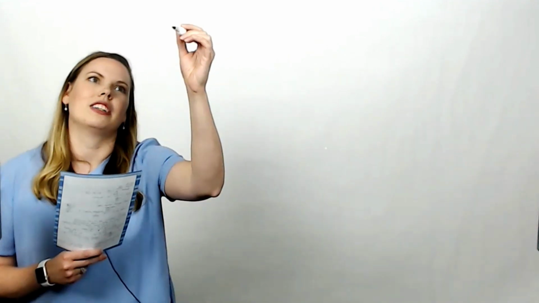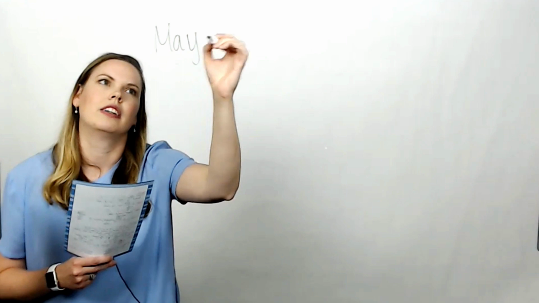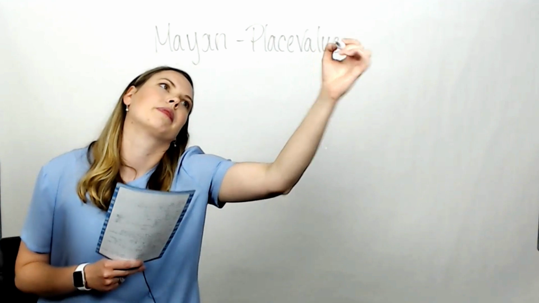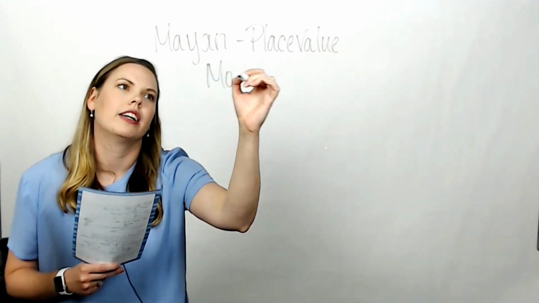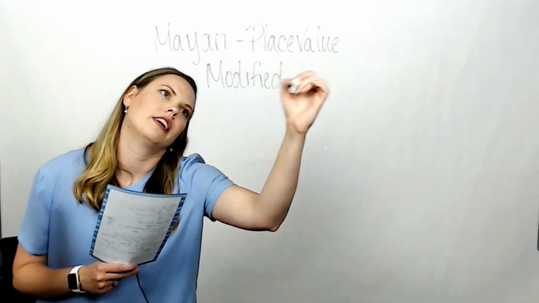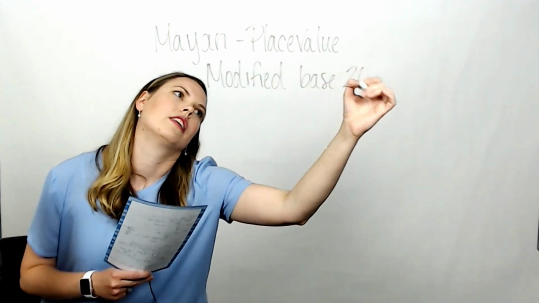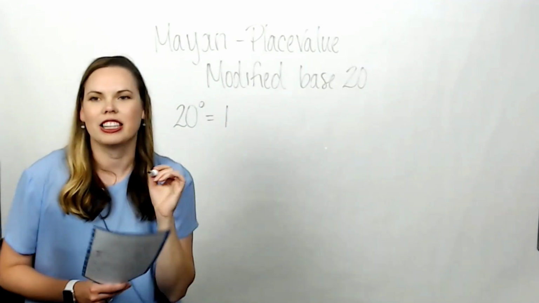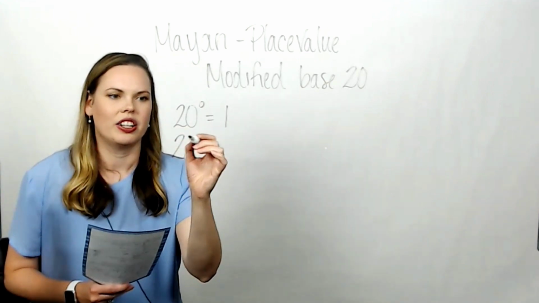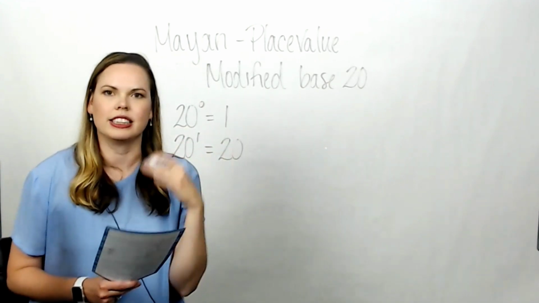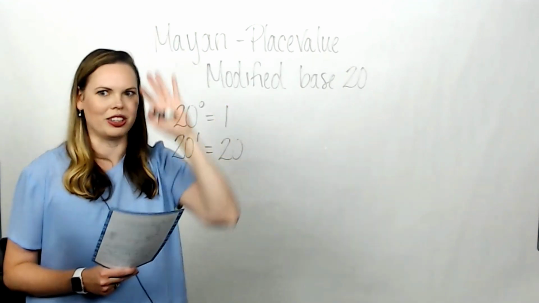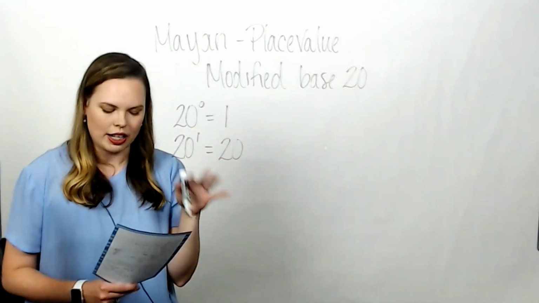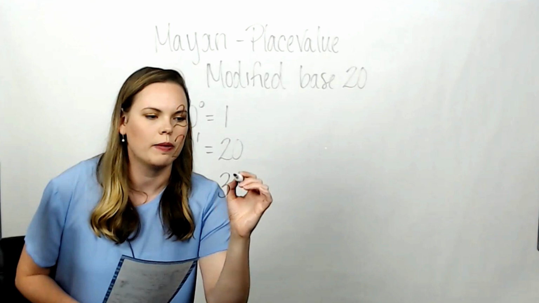So their place values for the Mayan system, that's a place value system, and it's modified base 20. Meaning that we have 20 to the 0 power, which is 1, that's the first place value in their system. 20 to the first power, which is 20, that's the second place value. They write these vertically too, I'll show you that. It's a little different. And then they get to 20 squared, and they don't like that. They want this value to be 360.